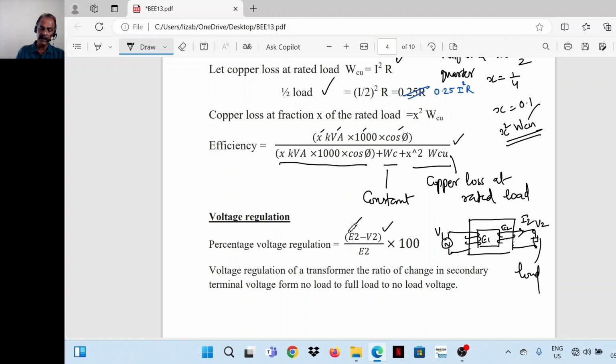So that difference, and this is only the magnitude difference, not phases. E2 minus V2 divided by E2, that is no load secondary voltage minus full load secondary voltage divided by no load secondary voltage. This ratio is called the regulation of the transformer. So the less the voltage drop, the better. The voltage drop is happening due to the resistance as well as the leakage reactance of the winding.